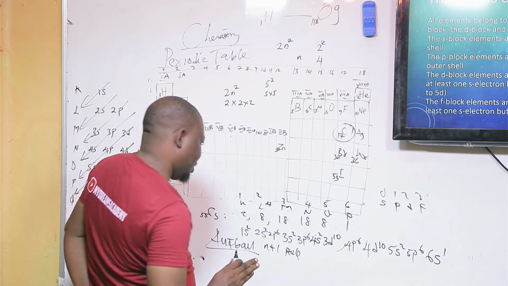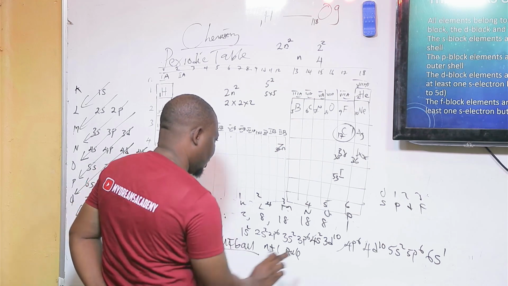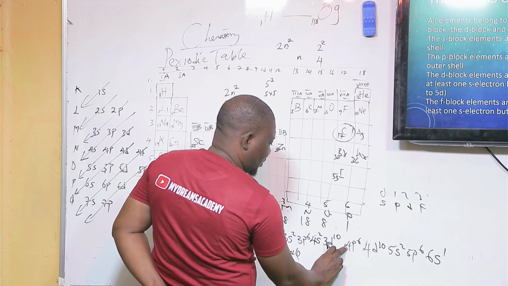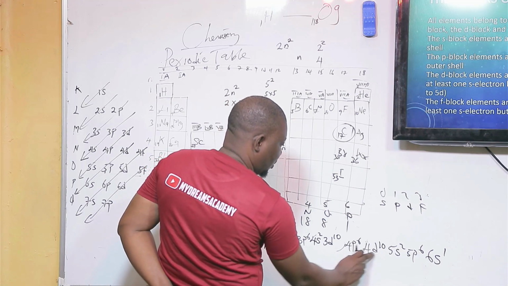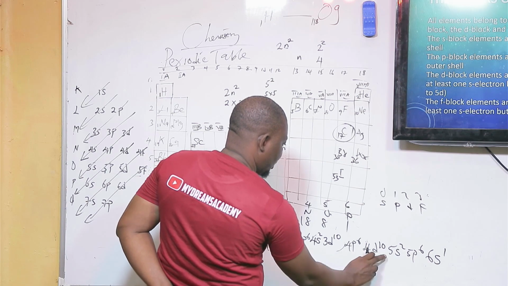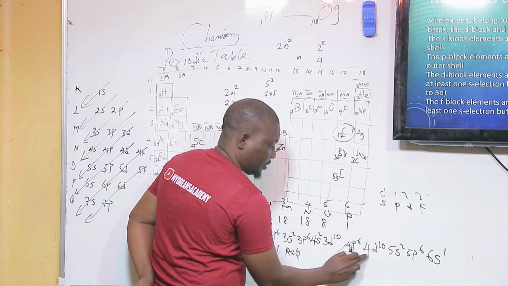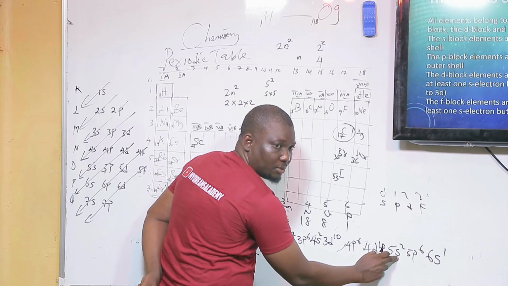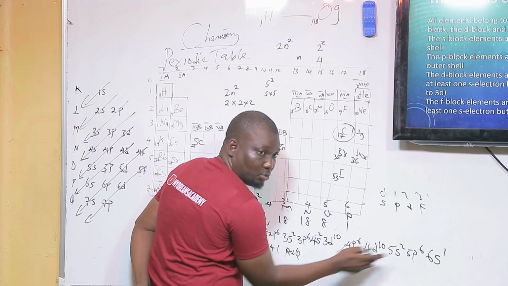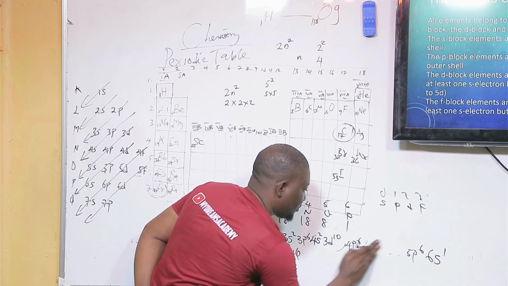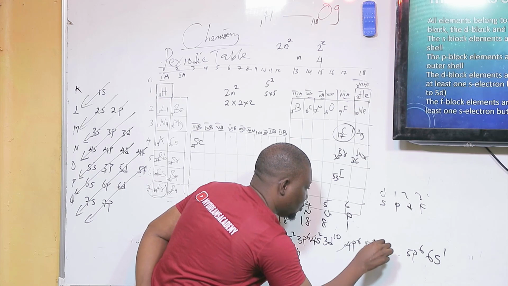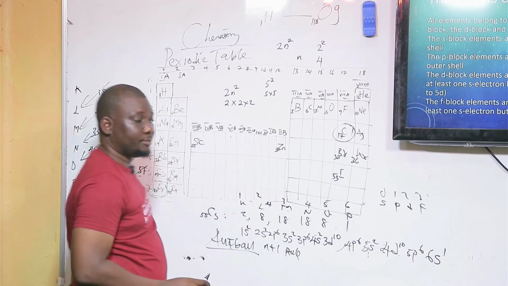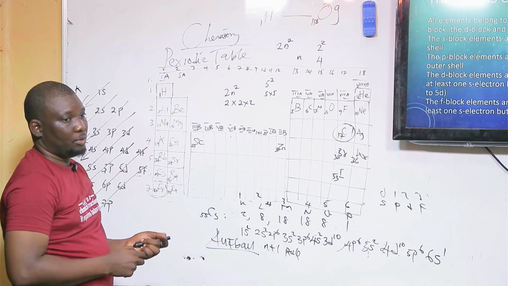Check if there's any other place where it's not clear. 4 plus 1, 5. This one makes sense. This two makes sense. But I don't think this two makes sense. Check it: 4 plus 2, 5 plus 0. That means you have to do something here. Have to clean it. Then 5s2, 4d10. This is correct.